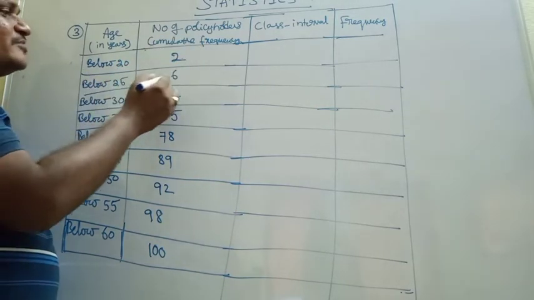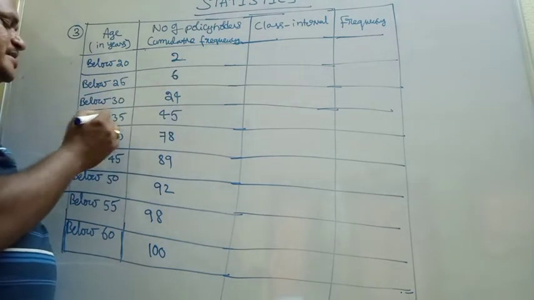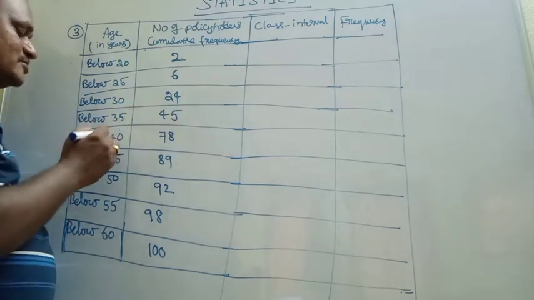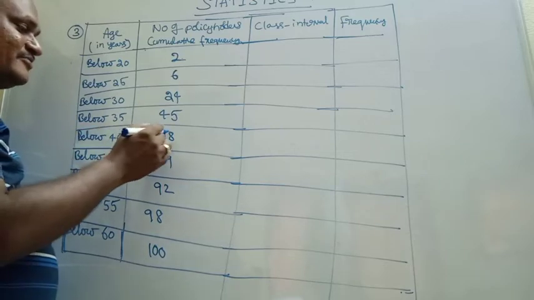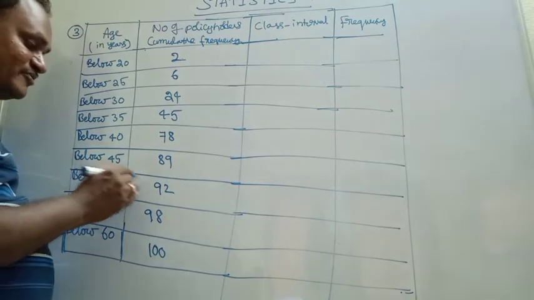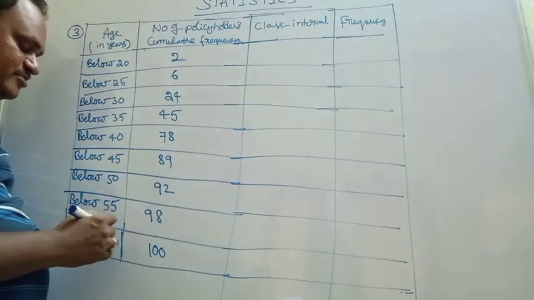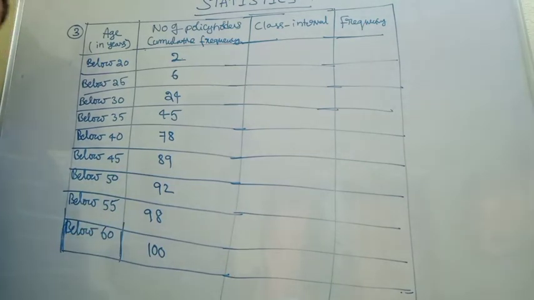Below 25 there are 6 policy holders. Below 30 there are 24 policy holders. Below 35 there are 45 policy holders. Below 40 there are 78 policy holders. Below 45 there are 89 policy holders. Below 50 there are 92 policy holders. Below 55 there are 98. Below 60 there are 100 policy holders.